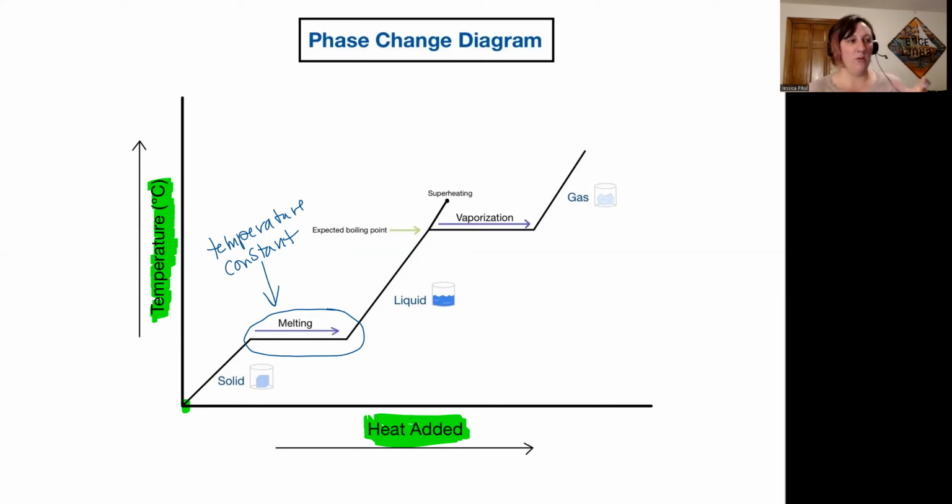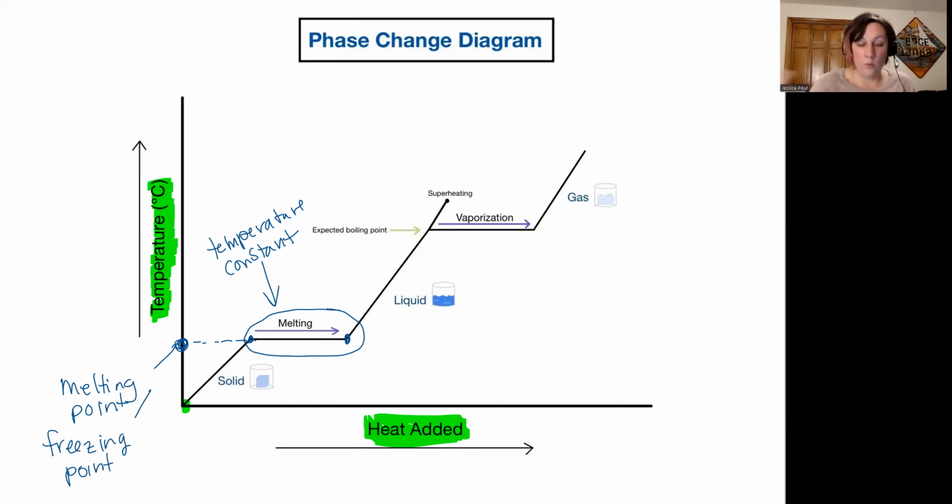And so that's why when you have a glass of ice water, the entire time there's ice in the water, it stays at the same temperature. It's 0 degrees Celsius for water. And this is its freezing point or its melting point. It's called both things. So this temperature right here is the melting point. Or you might see it called the freezing point. So for water, that is 0 degrees Celsius.